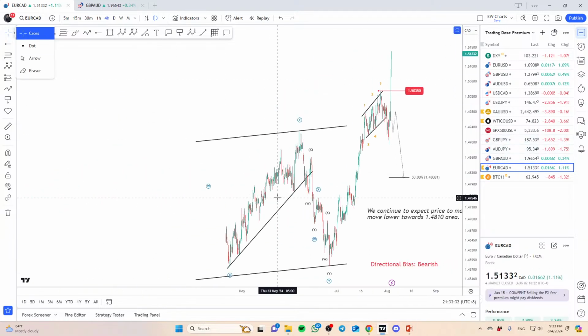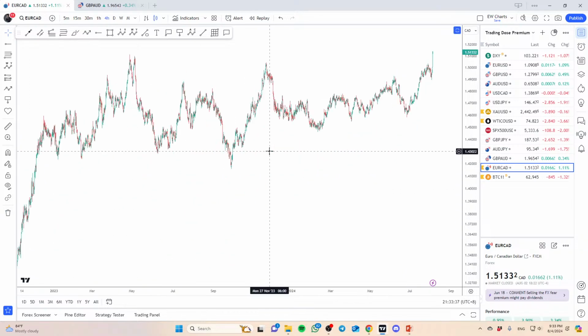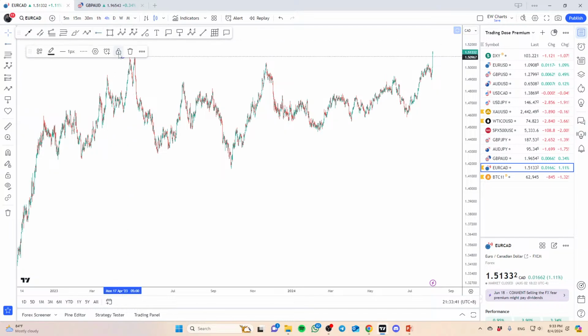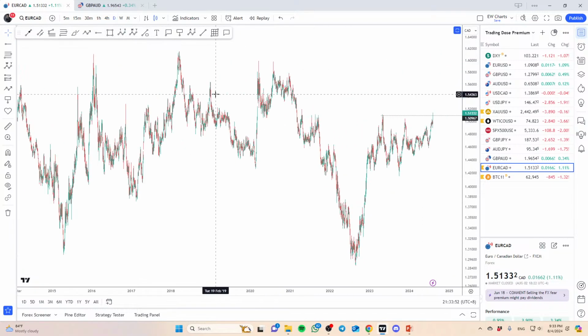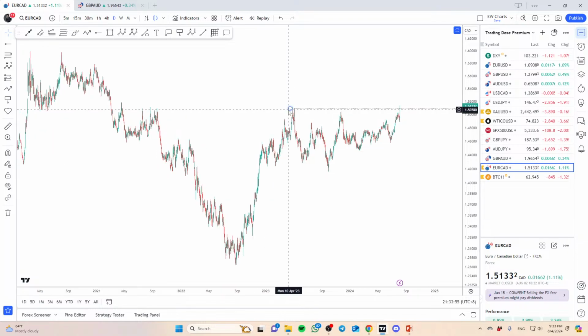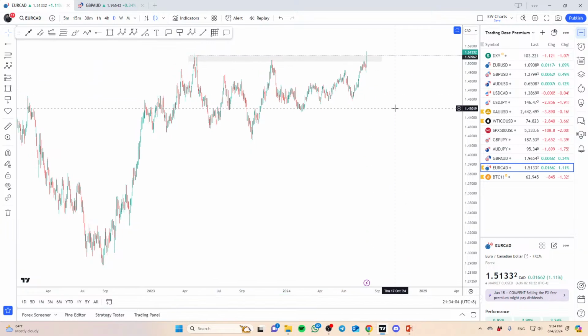EuroCAD, impulsive break to the upside, so probably I need to reset this entire analysis. We actually took out this high, which is a very, very significant high, right? Because that was established back in 2023. We managed to take that out, right? So on the high time frame, you can see that's a pretty crucial area, right? This entire area is crucial. Price impulsively broke out of it so far.